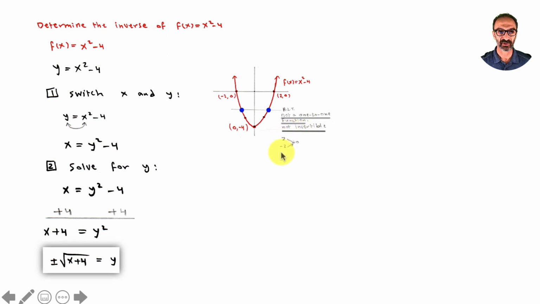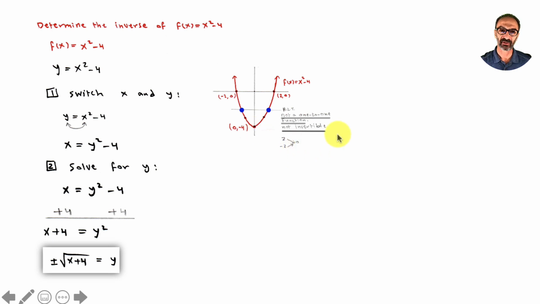You could see that 2 and negative 2, they both go to 0. 2 takes you to 0, negative 2 takes you to 0. Whenever you have the same output for 2 different inputs, it's called not one-to-one.